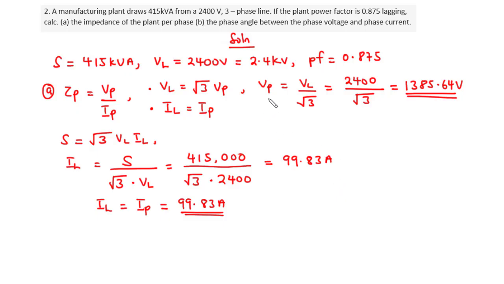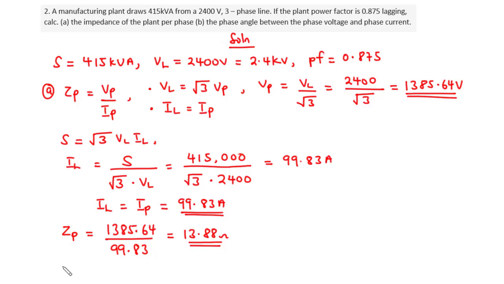So now that we have the phase voltage and the phase current, we can find the impedance per phase. So that is given as 1385.64 divided by 99.83, and that is equal to 13.88. So that is the impedance of the plant per phase.